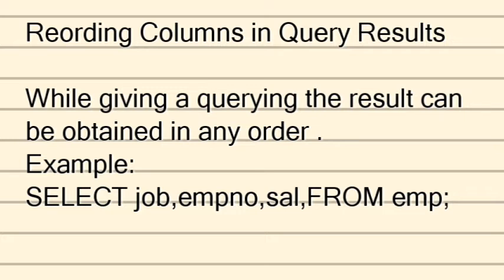So here, as I have shown you, the reordering of columns in a query result. Basically, it will select job, employee number, salary from employee. It will show first the job, then the employee number, and then the salary. Means as we write the query, the result will be displayed to us according to that only.